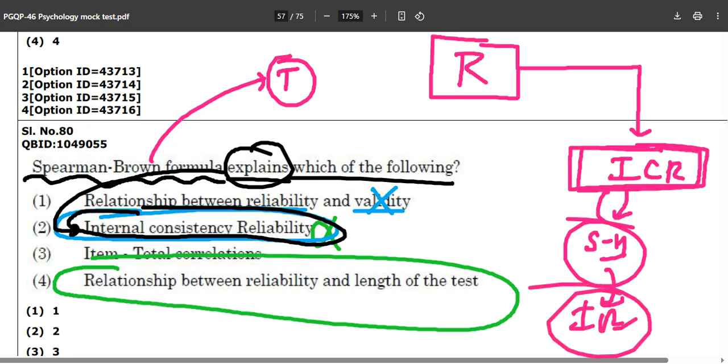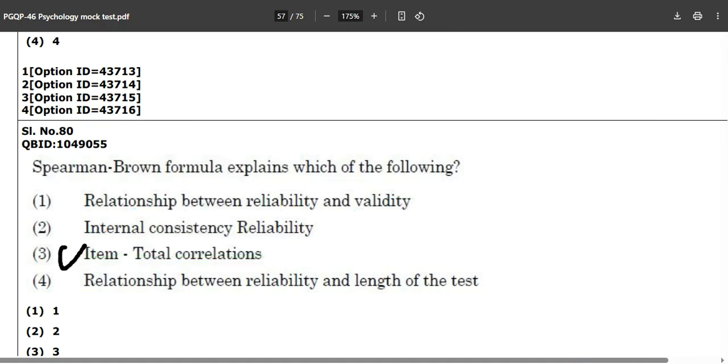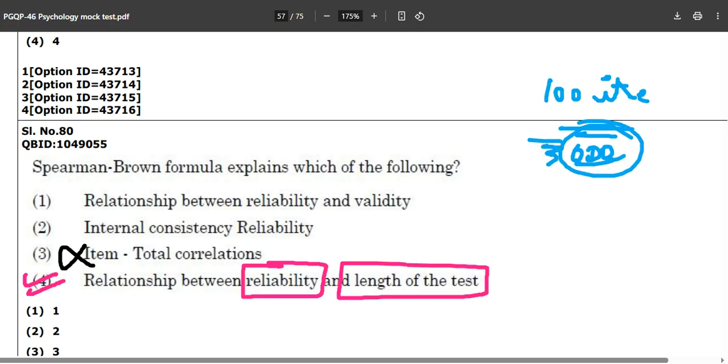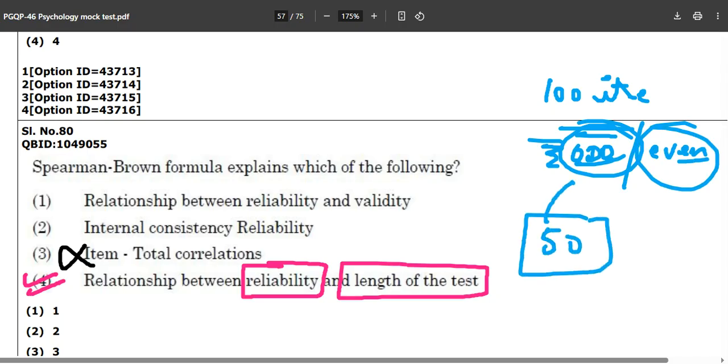Now item total correlations, it has nothing to do with that also, and that is why option number 4 becomes the most reasonable, logical and the correct answer. It explains the relationship between reliability and length of the test. Let's suppose you have a test having 100 items. You will divide it using odd even or the split the coin method, whatever method you want. Odd even is the most useful, and by doing this you get 50, 50, and then you calculate using the Spearman-Brown formula.